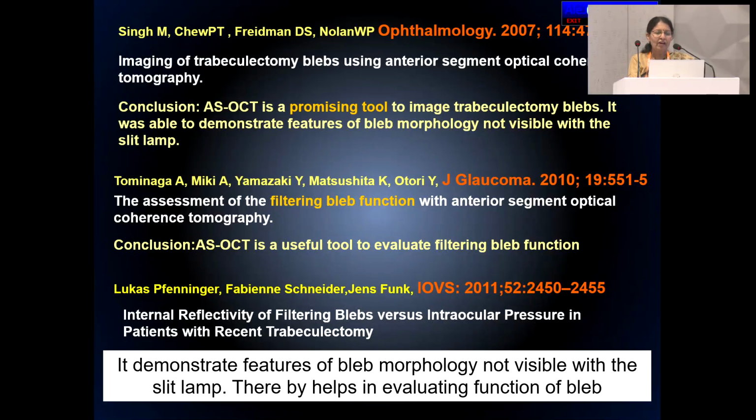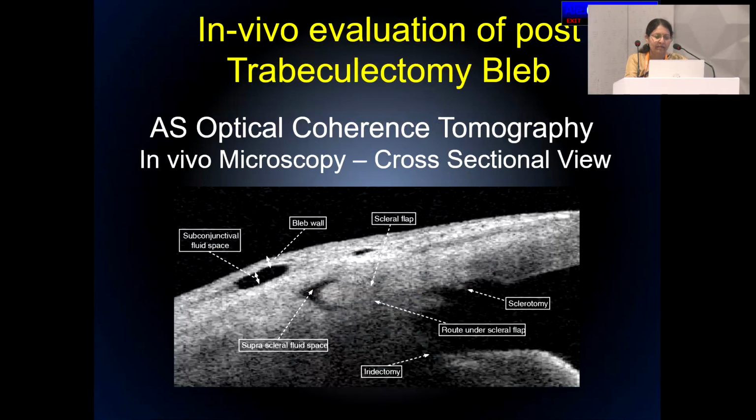So the imaging of trabeculectomy bleb is not a new thing. AS-OCT has been used for this, and it is a promising tool to image the trabeculectomy bleb in a very early stage of the operation. It was able to demonstrate the features of the bleb morphology which are not visible with the slit lamp. So assessment of filtering bleb in vivo, or the functionality, is possible using this technology.